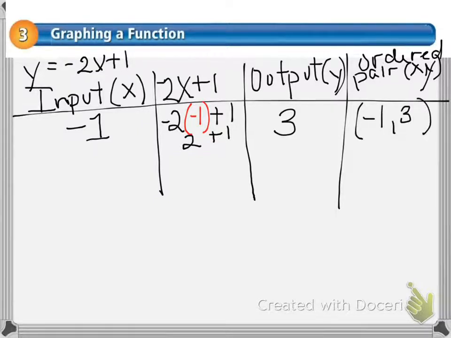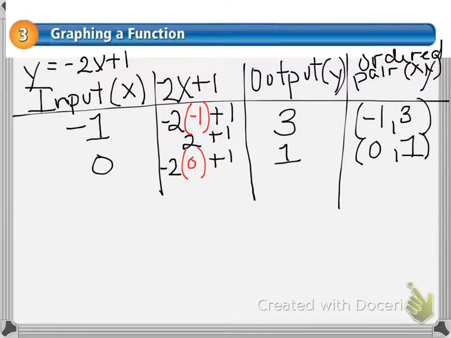The next one is 0. We're going to just put x is equal to 0, so we're going to substitute that in and put a 0 here, plus 1. Well, 0 times any number, 0 plus 1, would have to be a 1. So that's 0, comma 1.